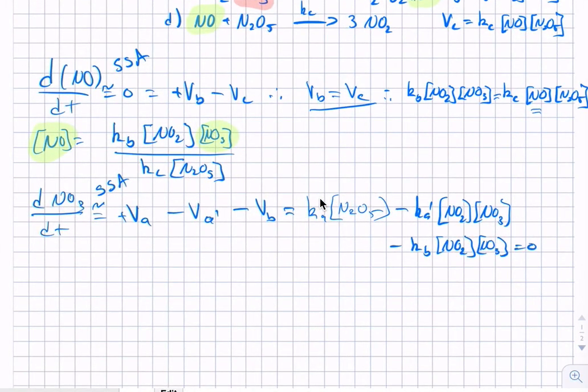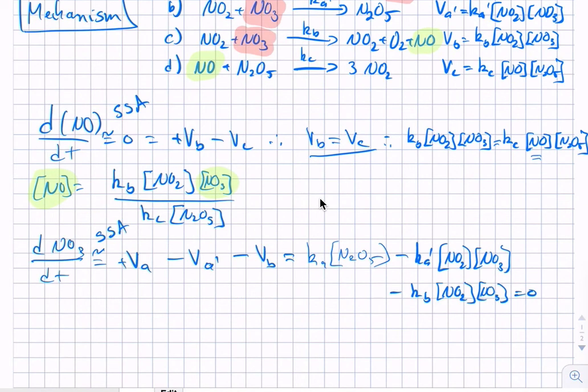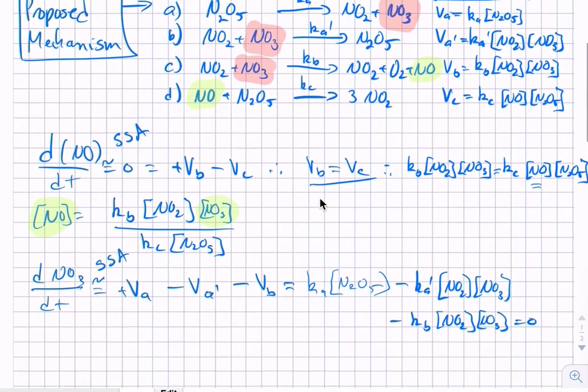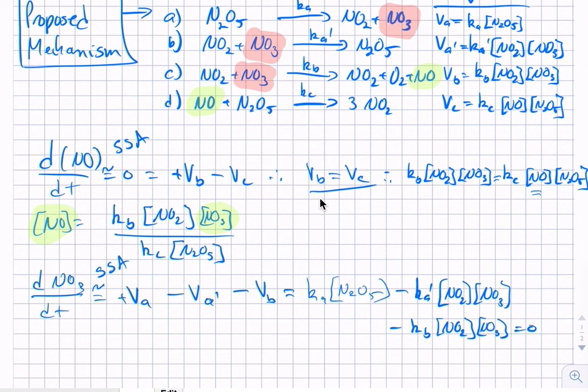So let's just take a look to make sure we got everything correctly. That's going to be Ka N2O5 minus Ka prime NO2 times NO3 minus Kb NO2 NO3.